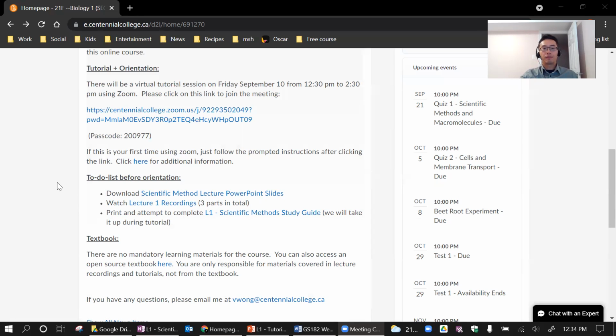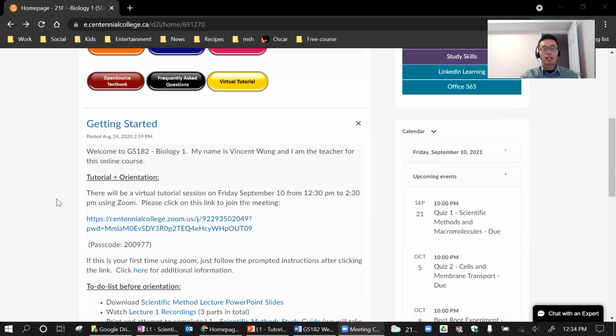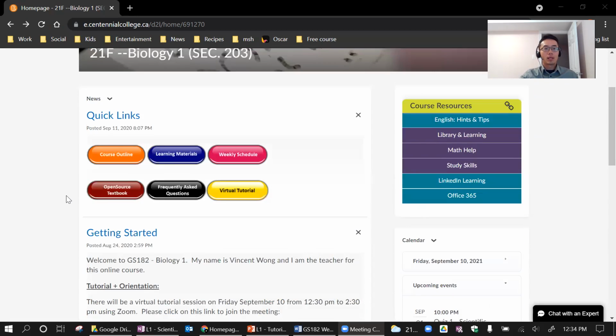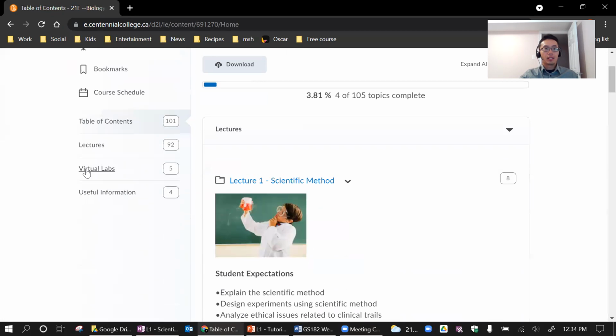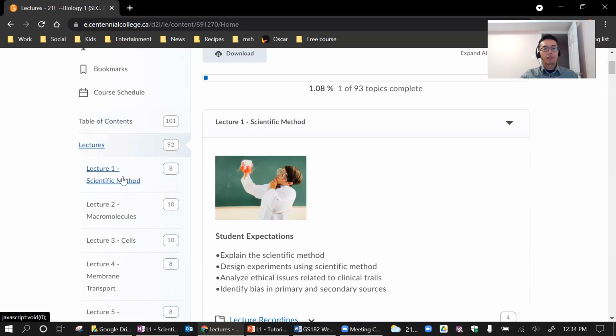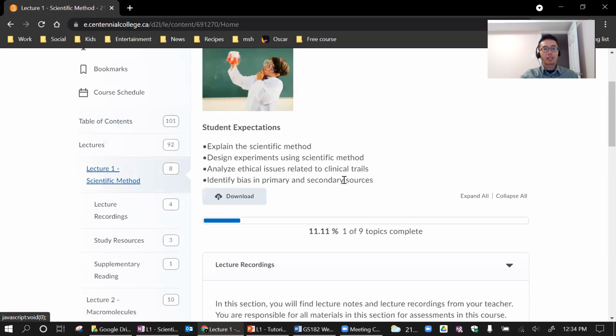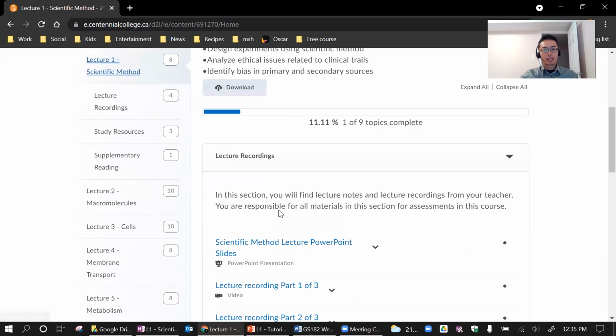However, if you cannot find the specific announcement that has the hyperlinks in it, you can always click on content on the top left here. And you have 3 folders here: the lecture folders, the virtual labs, and the useful information folder. And you want to go into the lecture one. And the first lecture is the scientific method. So under the scientific method folder, you have 3 other folders: lecture recordings, study resources, and supplementary readings.